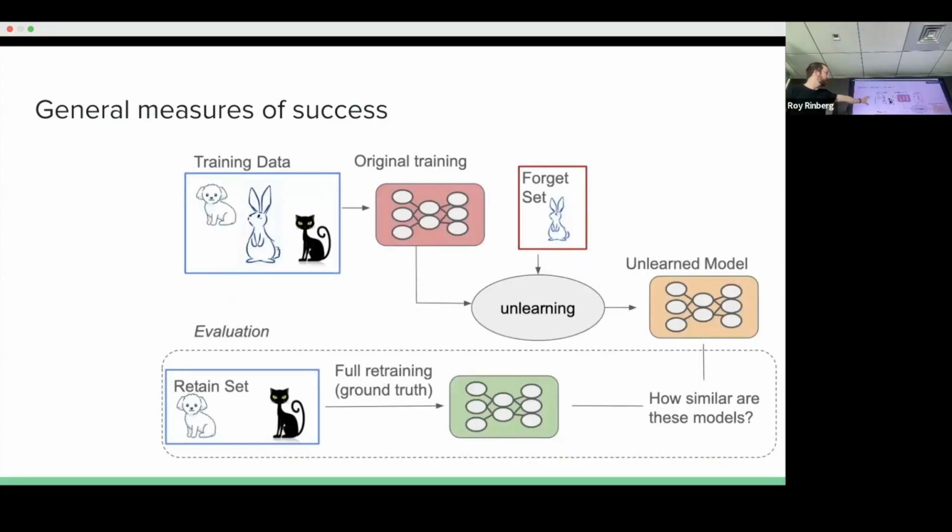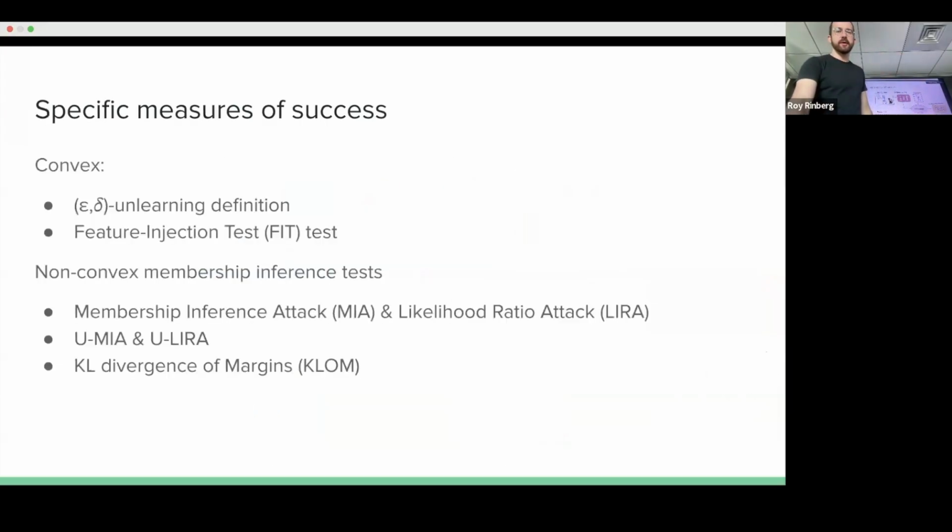The measure of success is: you have this training data, you've trained your model, and then someone says, hey, I know rabbits, and you want this other model, trained never on rabbits, to look like it, and then you ask how similar these models are. And this specific definition of how similar these models are is hard.